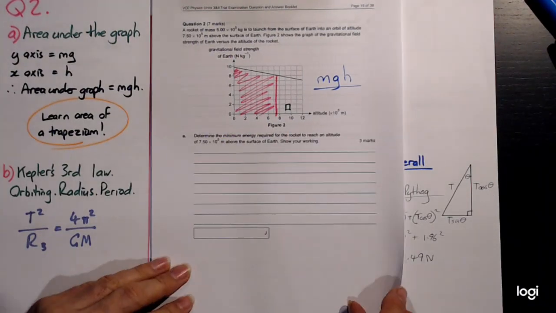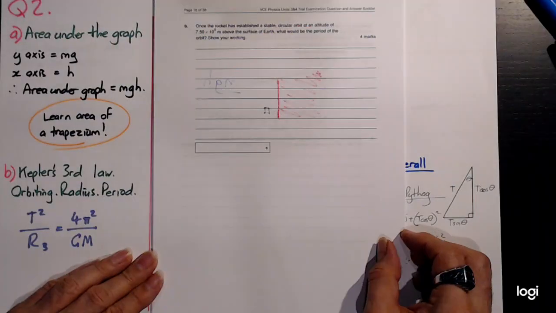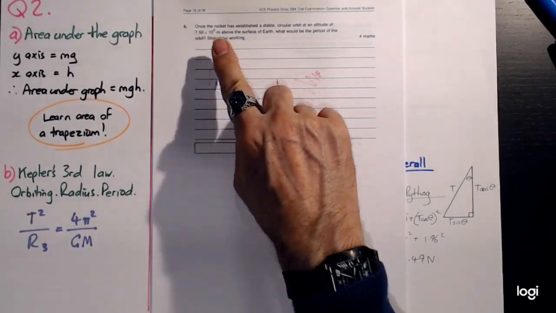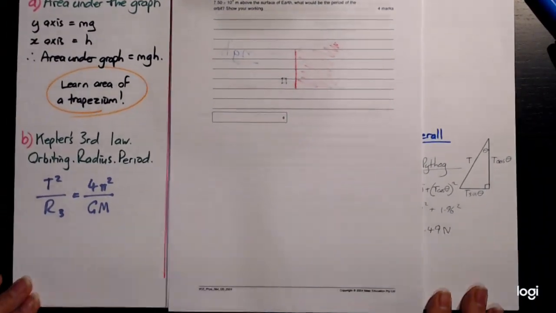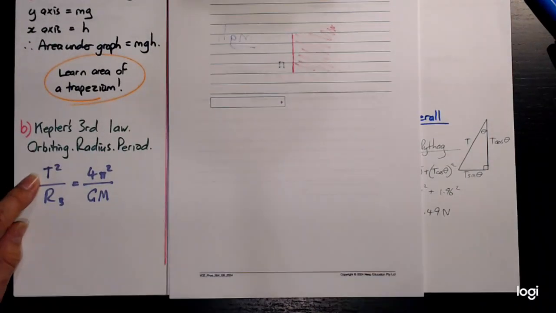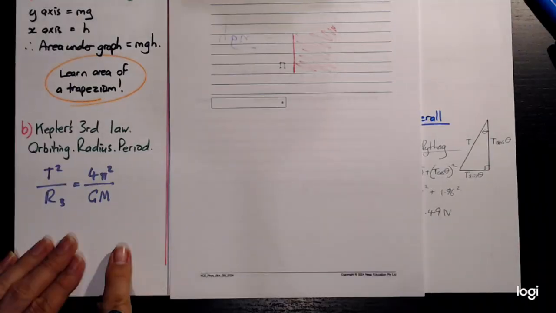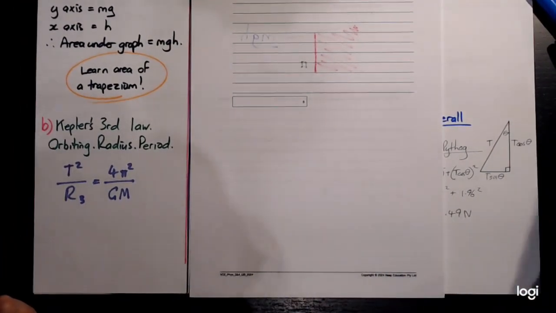Now, part B is over the page. I'm just going to turn this for us. All right. Once the rocket has reached a stable circular orbit at an altitude of that, what would the period of the orbit be? Show your working. Whenever you've got a radius and a period of something that's going around something else, you're going to use Kepler's third law. This is the only thing that you've got at your disposal. All right, so they're the keys.